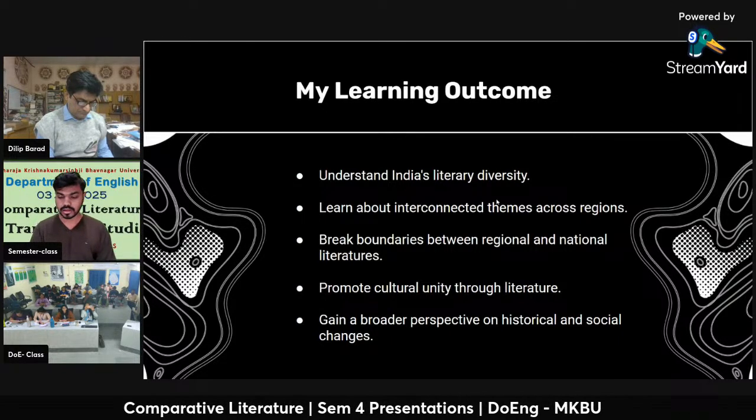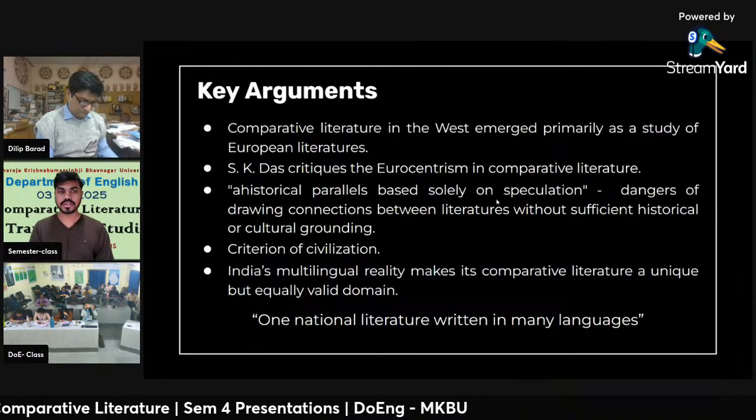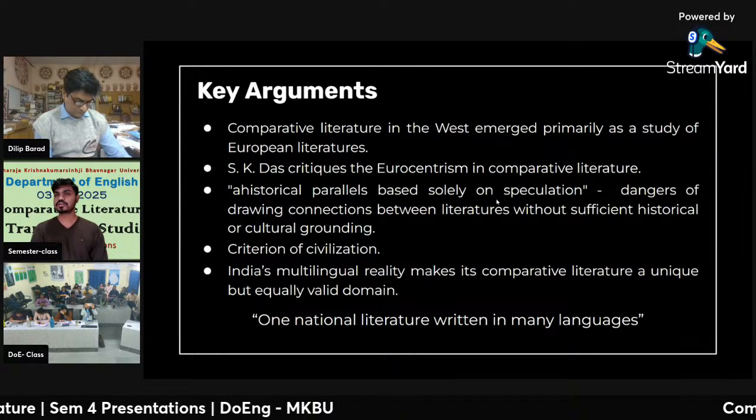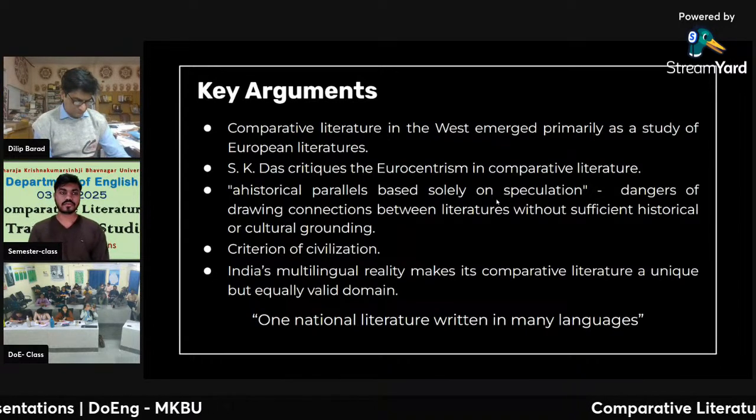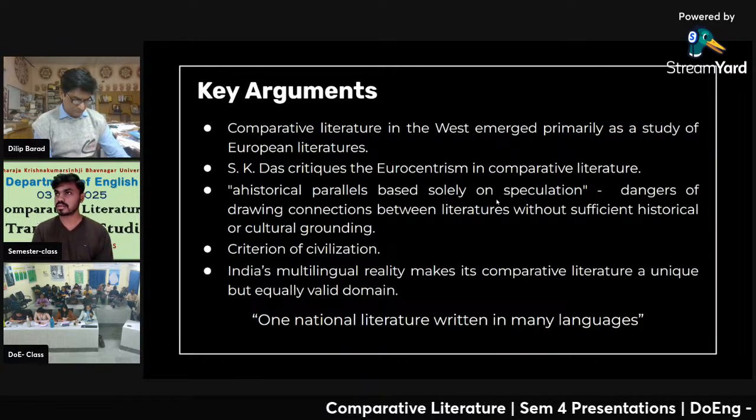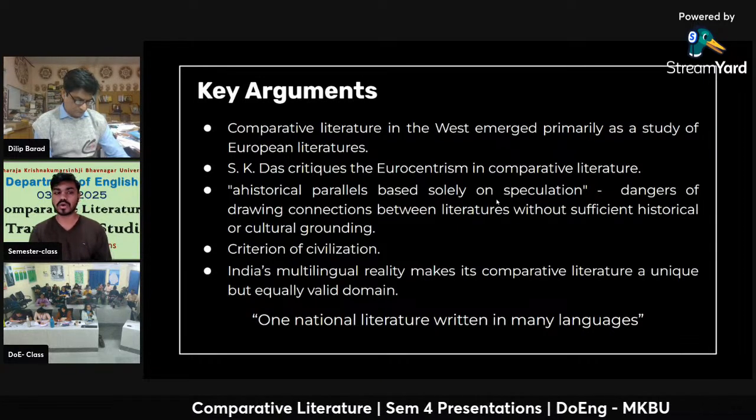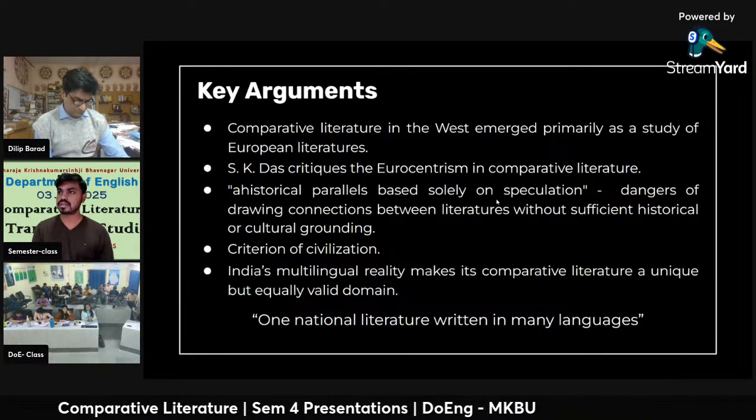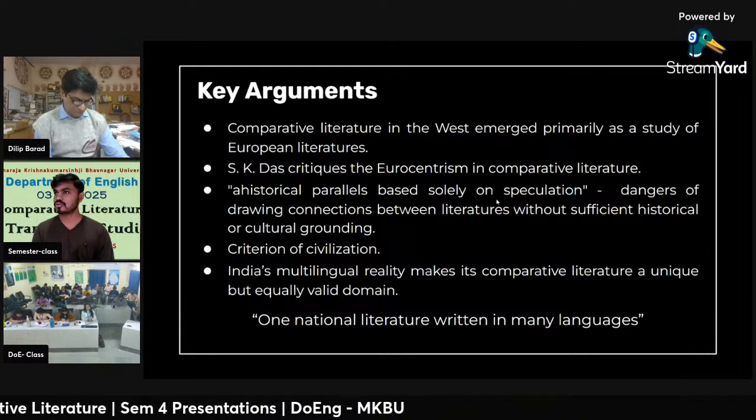Thank you, Akshay. Now, let us carry on this presentation with another set of key arguments by S.K. Das. First of all, S.K. Das says that comparative literature in the West primarily emerged as comparative Western literature, and this study involves, by and large, the European literatures.